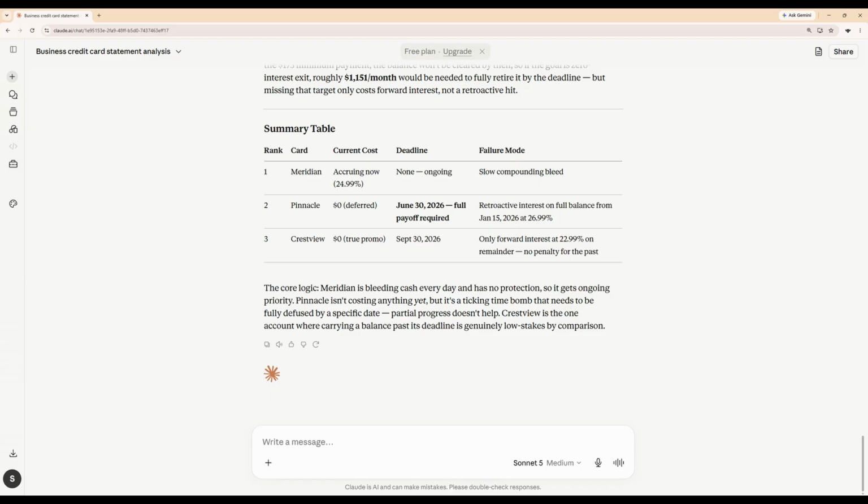Right now we have the strategy. Next, we're going to ask Claude to build the actual payment plan. Deadlines, amounts, and what happens if you miss each one. In a format you can act on or hand off.